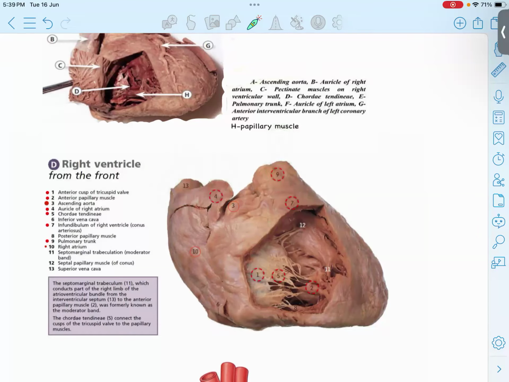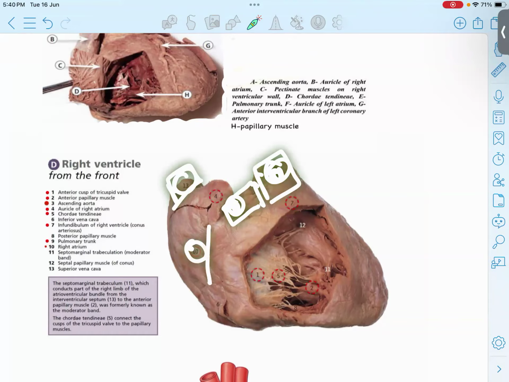So 13 is superior vena cava, here 3 is ascending aorta, and 9 is pulmonary trunk. So these are 3 blood vessels. Beside these 3, this 10 is right atrium, with 4 being the auricle of right atrium.